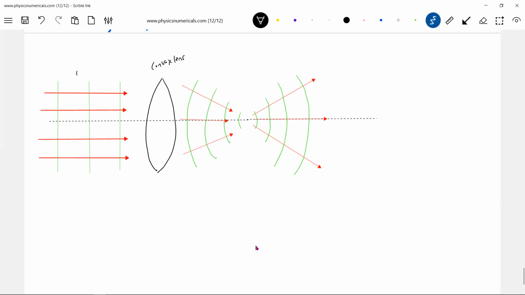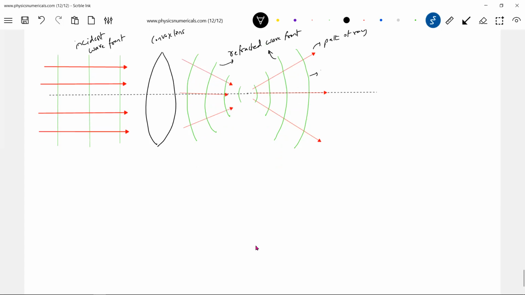now what are these? They're the incident, and there's a refracted wavefront. In the ray diagram, perpendicular to the path of the ray there should be a wavefront, if you come the other way. So what is this red color? Path of the ray. What about this? Reflected wavefront or refracted wavefront.